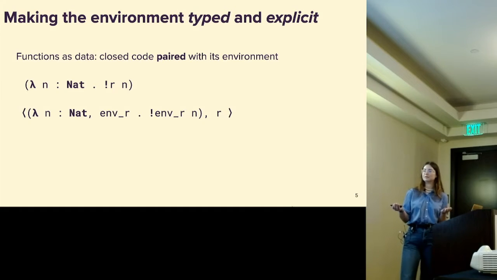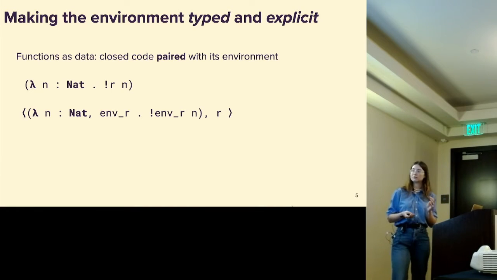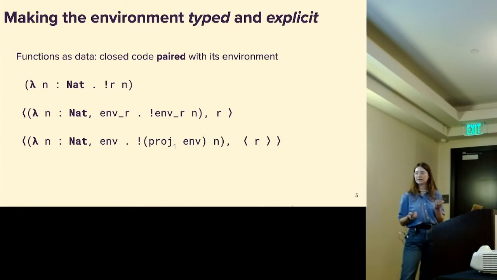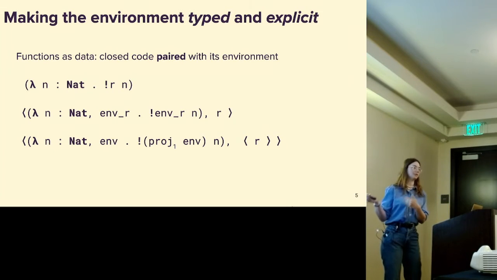We'll just call it env-r here, and then we're going to pair it with the value of R. And to make this a little bit more general, we generally have just one environment parameter, which is a tuple of all the free variables that our function has, and then we'll just project out all the free variables we need. In this case, it's just one, so we're just going to have a tuple with a single reference R in it.